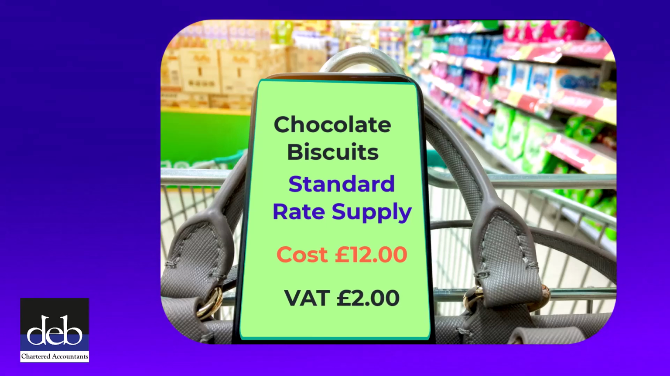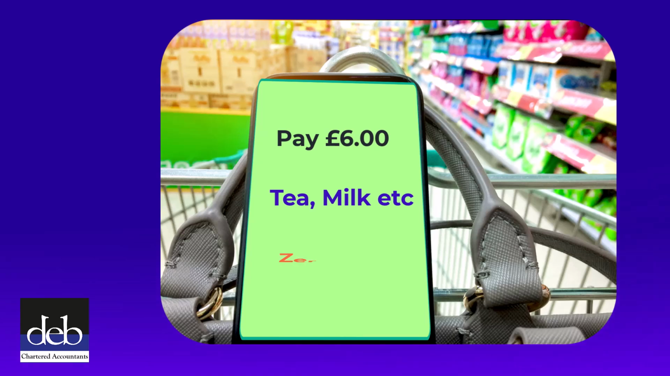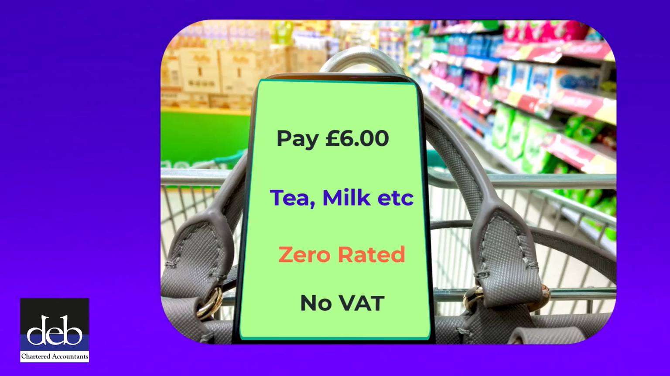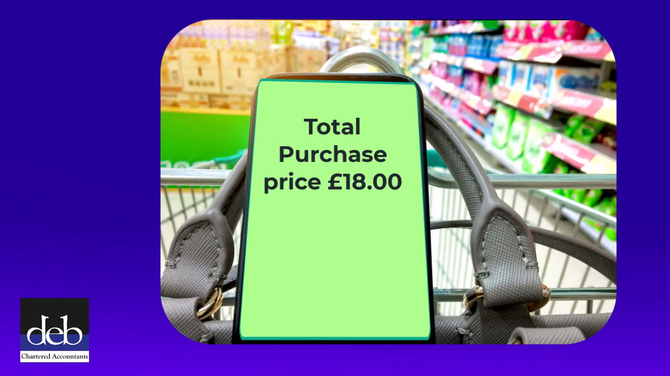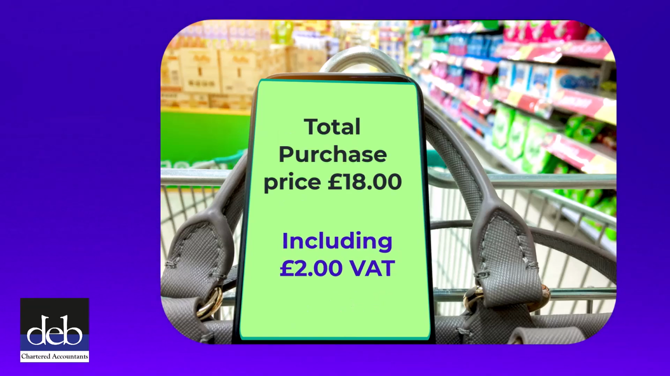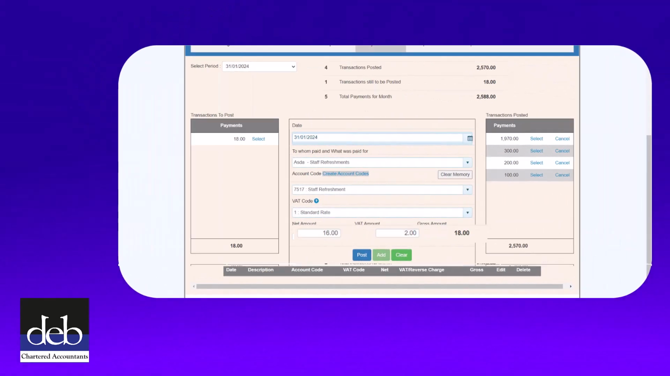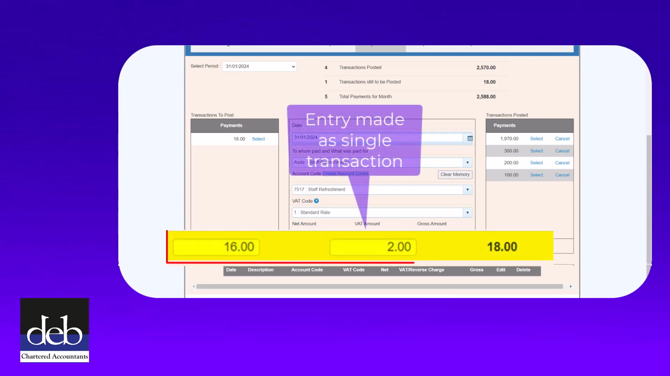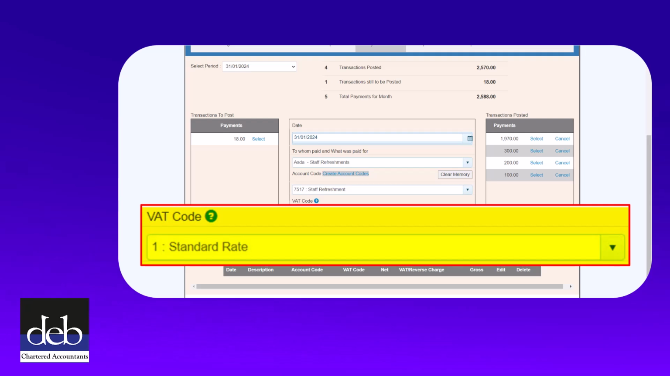At the same time, you spend £6 on tea, milk and other foodstuffs, also for staff refreshments. This is a zero-rated purchase on which there is no VAT charged. Thus you have a total purchase price of £18, which is inclusive of £2 VAT. If you enter this in your bookkeeping on Debonair as one simple transaction, you will be faced with choosing one VAT rate. Whichever one you chose, either standard rate or zero rate, it would be wrong.